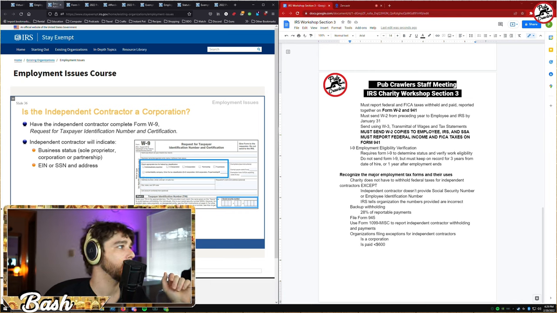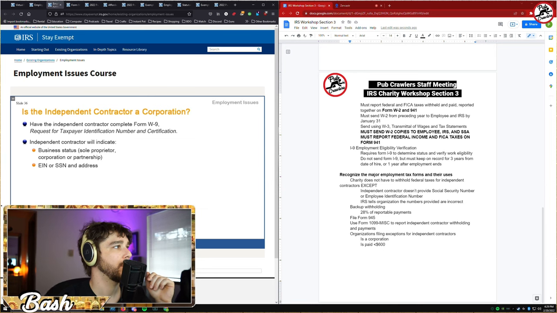The business status and the identification numbers must appear on the 1099 miscellaneous. And keep in mind that if the independent contractor is a sole proprietor, the social security number is preferred over an employer identification number. Your 501c3 should keep completed W-9s in its records, but doesn't need to send them to the IRS.